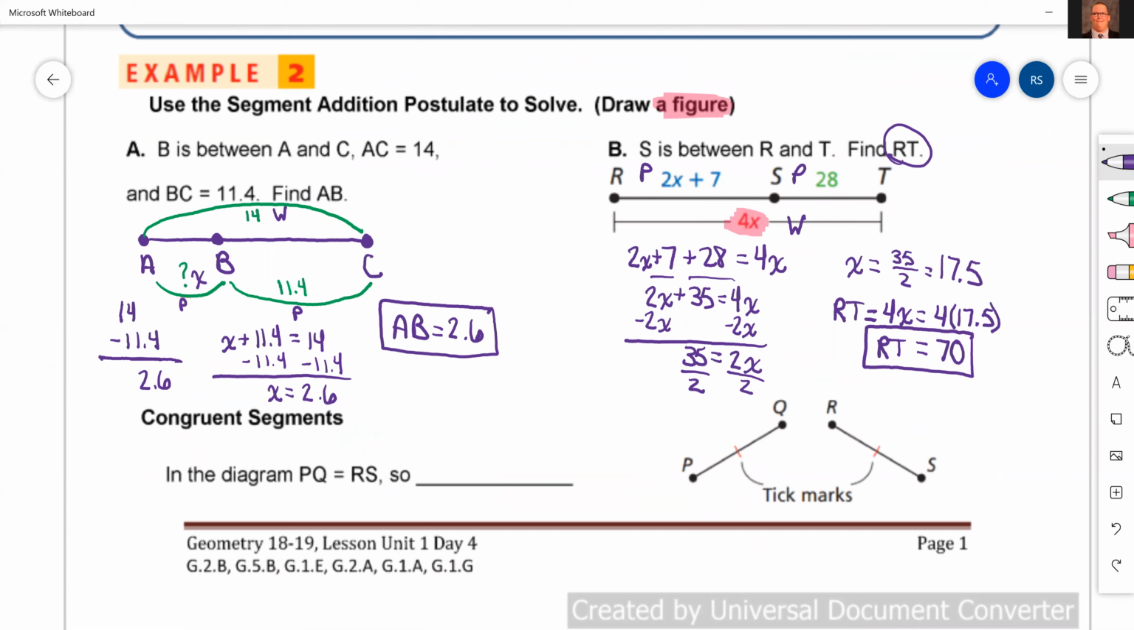Now let's look at congruent segments. We can tell that two segments are congruent to each other by these little tick marks. And what's congruent mean? What's this word right here mean? I'm going to put it in green. Remember, congruent means same size and shape.